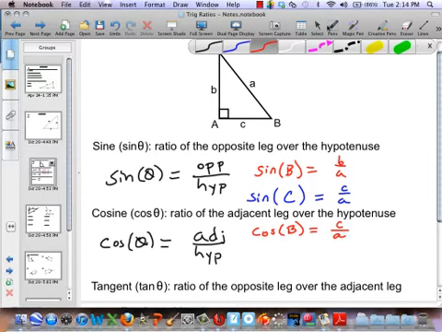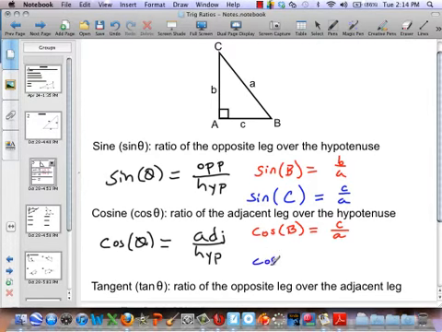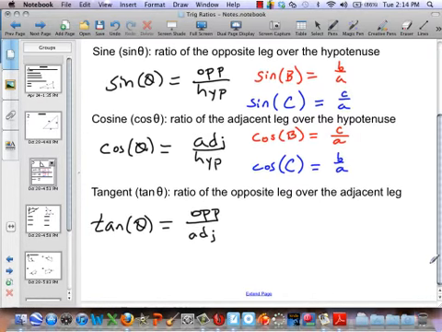What about the cosine of C? B over A. What about the tangent of B? B over C. Opposite over adjacent. And what is the tangent of C?